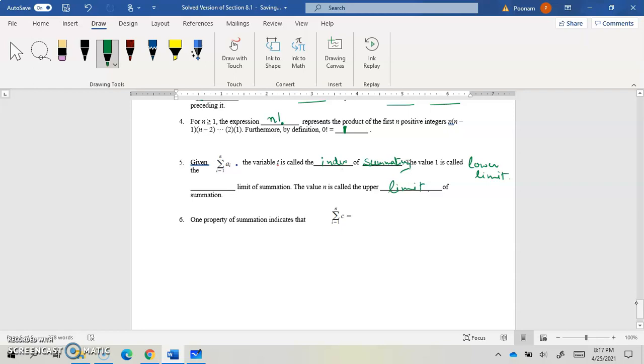One property of summation indicates that if you are adding c, i from 1 to n, that means adding c n times, right? So that can be written as cn.